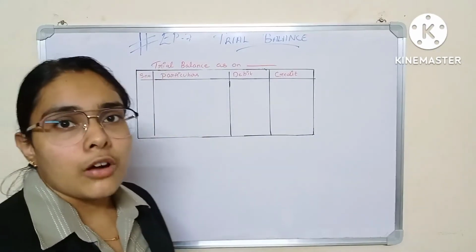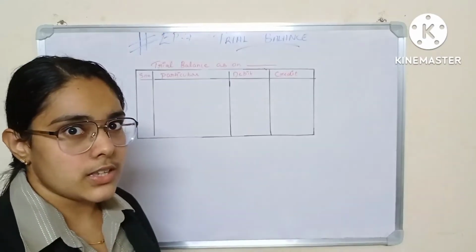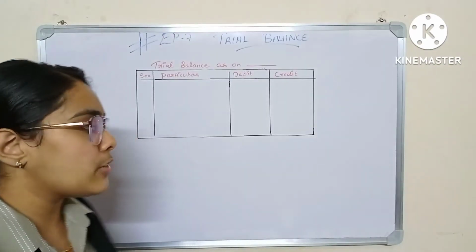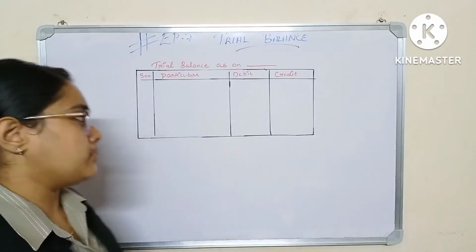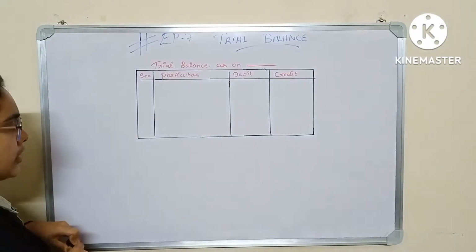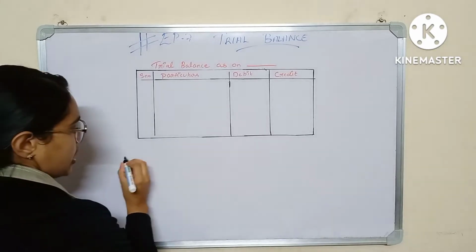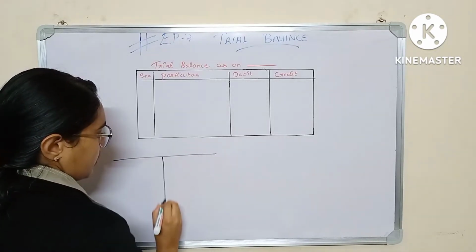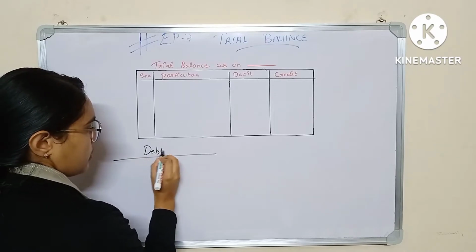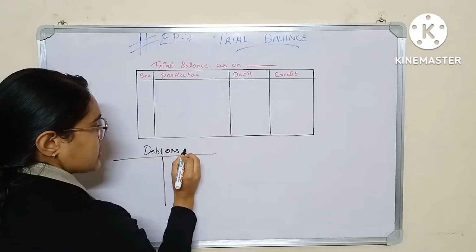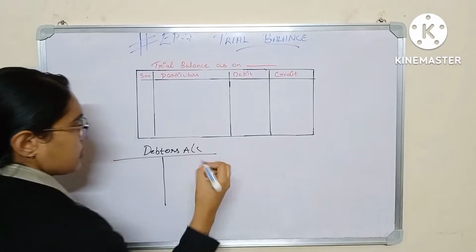I'm going to draw that debtors account here just to show you how you will carry forward the balances of a ledger account to the trial balance. So the accounts are T-shaped. I'm going to draw the debtors account. You give the heading, debtors account, and you're going to write.